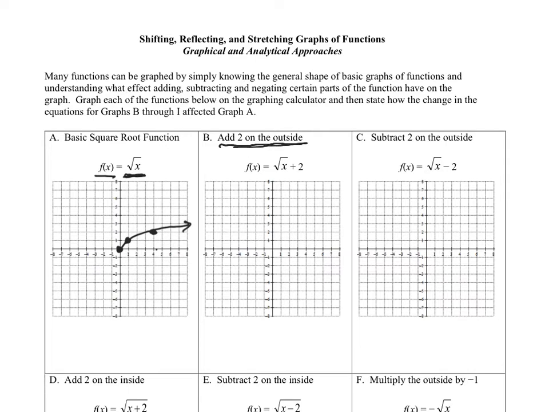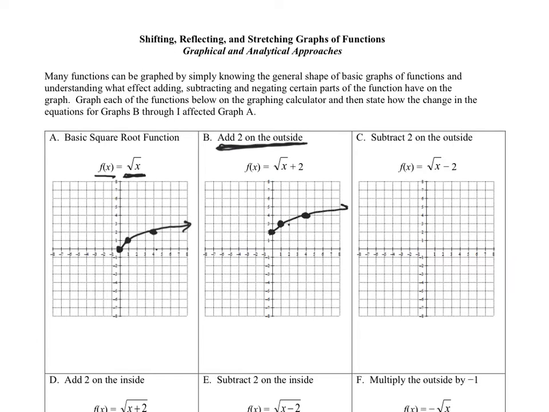2 on the outside, okay? So what does that mean when we add 2 to the outside, all right? Well, if x is 0, square root of 0 is 0. 0 plus 2 is 2. Square root of 1 is 1. 1 plus 2 is 3. Now, let's try 4. If x is 4, square root of 4 is 2. 2 plus 2 is 4. So when x is 4, y is 4.